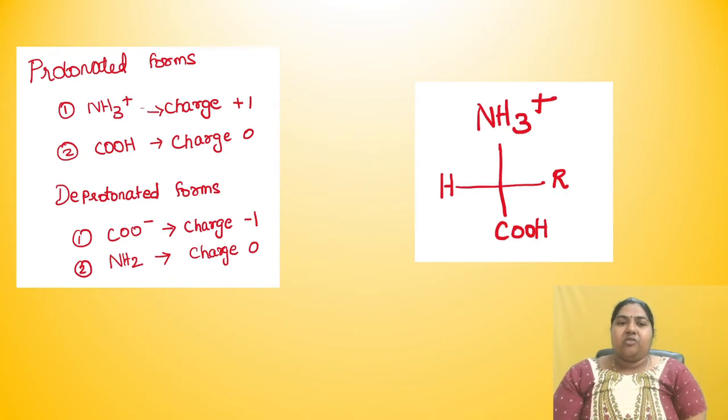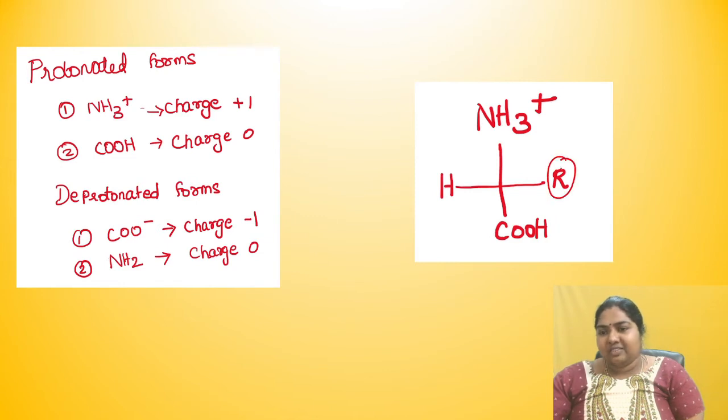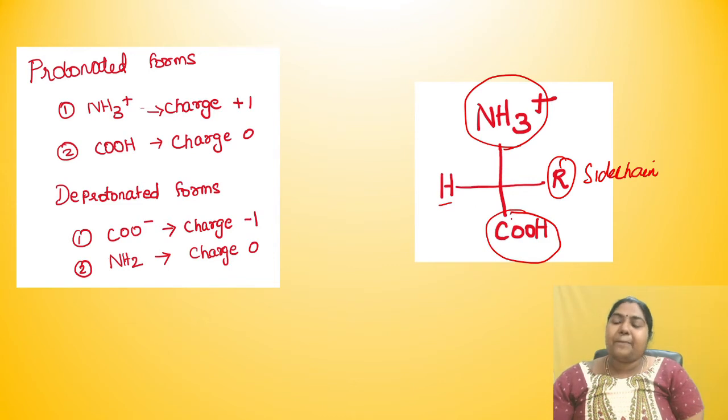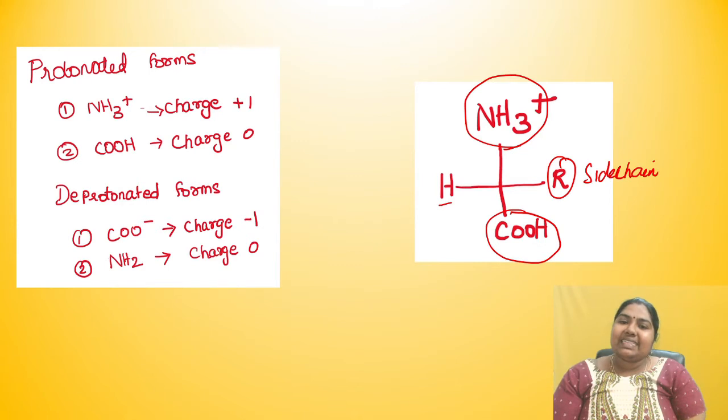So this is my amino acid. R is going to be the side chain. Apart from that I will contain H, and this is the amino group, and this is the carboxylic group. This is the basic structure of any kind of amino acid. Now, is this in the protonated form or the deprotonated form? We have just seen that if it is in the protonated form, it will have these groups, and in the deprotonated form, it will have these groups.